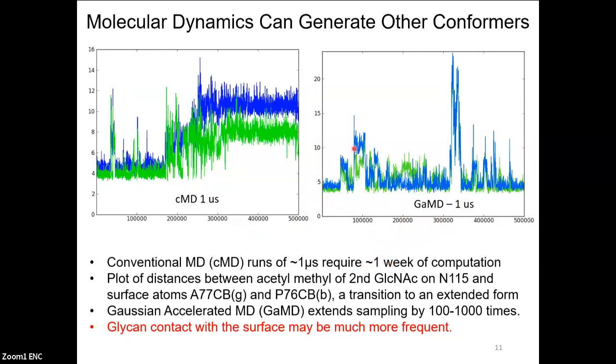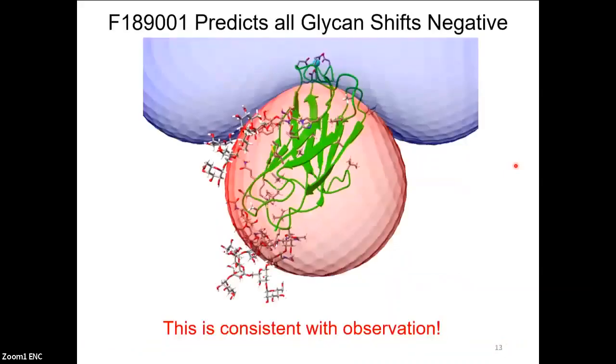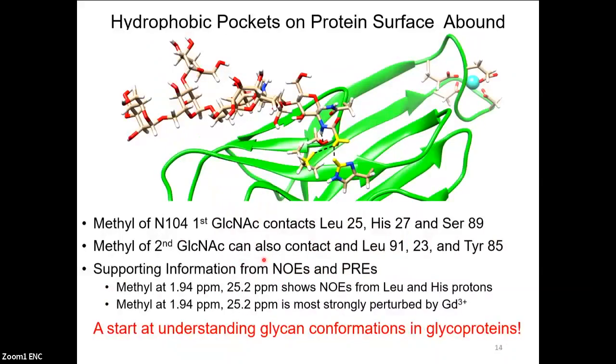And you see these, even though these jump up to those extended states, the majority are these close contacts, all right? And so if we pick one of those, we can rescore those accelerated MD trajectories to get most probable clusters and look at representative structures. This is a tool that does that. And here's the superposition with the most probable structure. And you see this glycan has come down along the surface, all right? And now it is mostly upfield or very small pseudo-contact shifts.